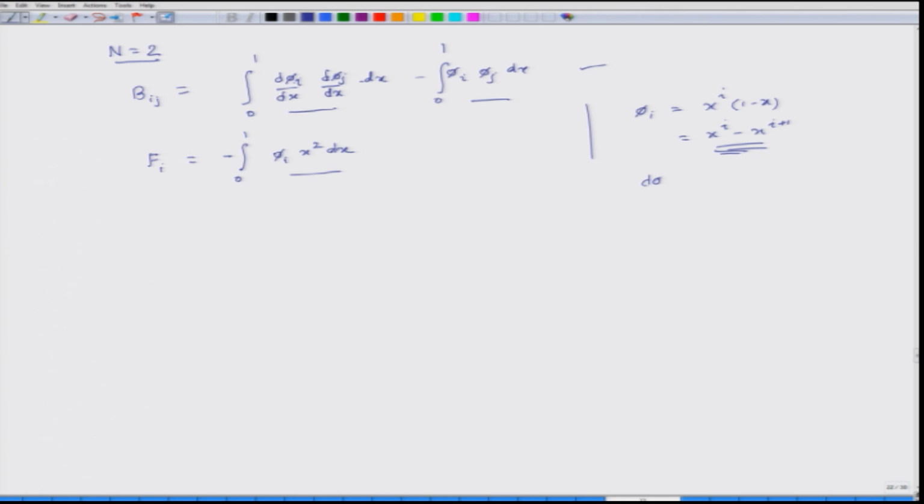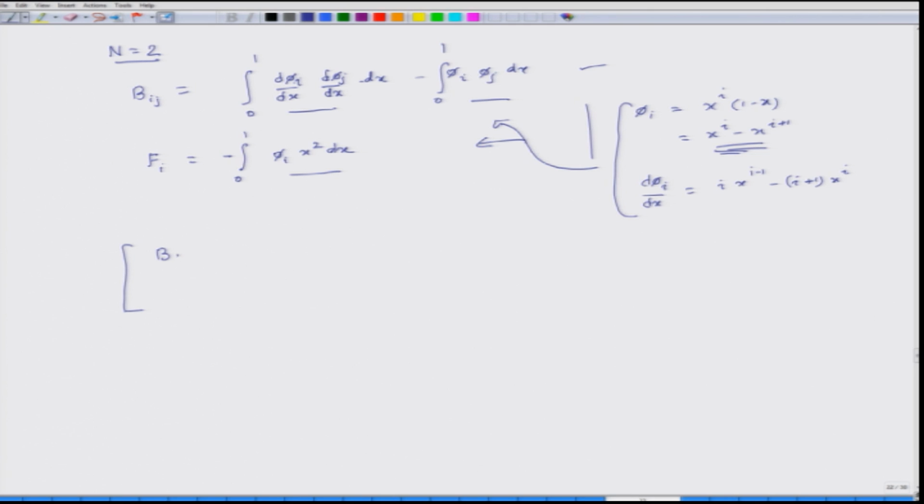And we know that what is phi I? Phi I equals, what was our assumed function? X to the power of I times 1 minus x. So, that is equal to x to the power of I minus x to the power of I plus 1. So, I can substitute this relation in these equations, and I can very easily calculate the B matrix and the F matrix. Okay. Because I can also write d phi over dx is equal to I times x to the power of I minus 1 minus I plus 1 x to the power of I. So, I make all these substitutions in this and I can calculate my B matrix.